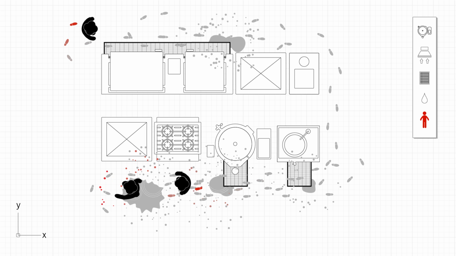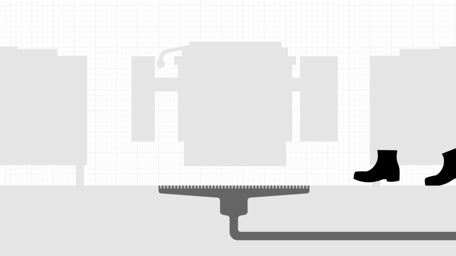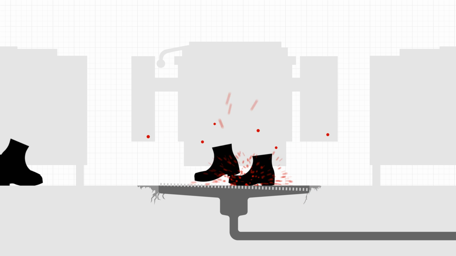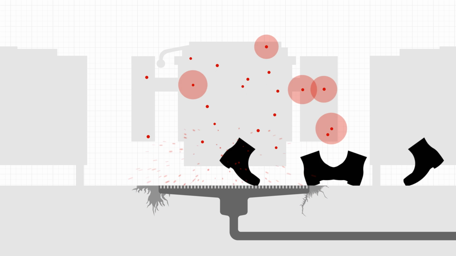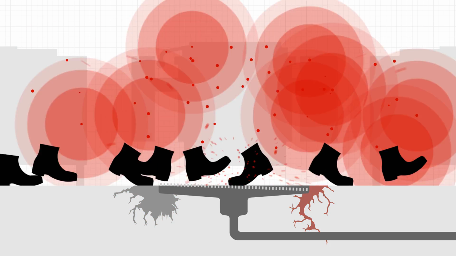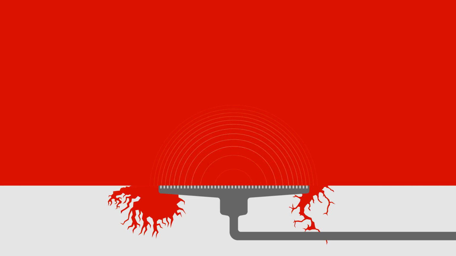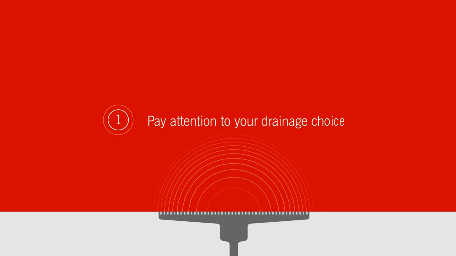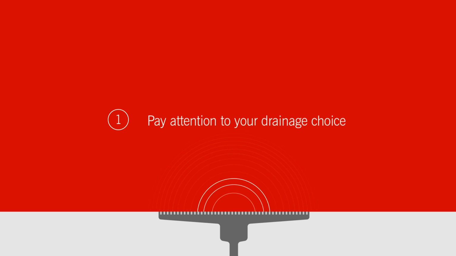And on top of that, poor drainage can cause floor cracks. Floor cracks damage the building and make proper cleaning impossible. All of these influence kitchen performance, and more importantly, create extra costs. So how can you get more from your kitchen floor? Pay attention to your drainage choice.